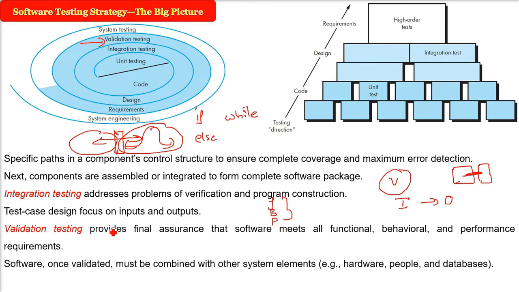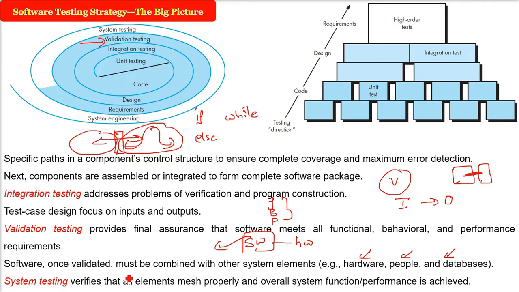Once validation is done, all the different system elements, it can be hardware, it can be people, it can be databases, or multiple things, a large product can have many, are all combined. And then finally the last spiral you see here, system testing is done. System testing verifies that all system elements mesh, gel properly, and give the overall system function or performance which is intended. Are they achieved?